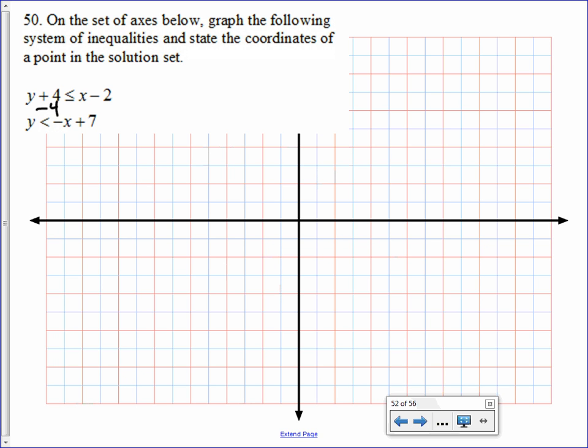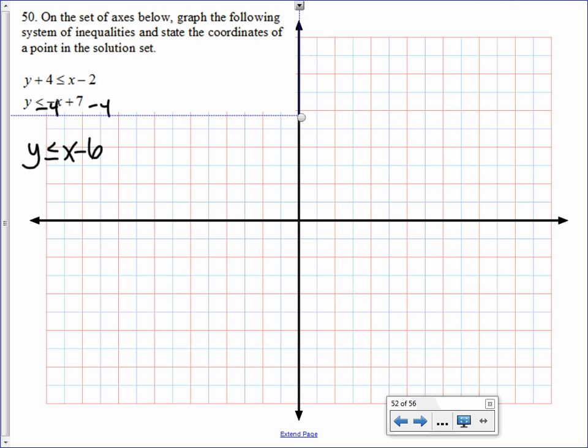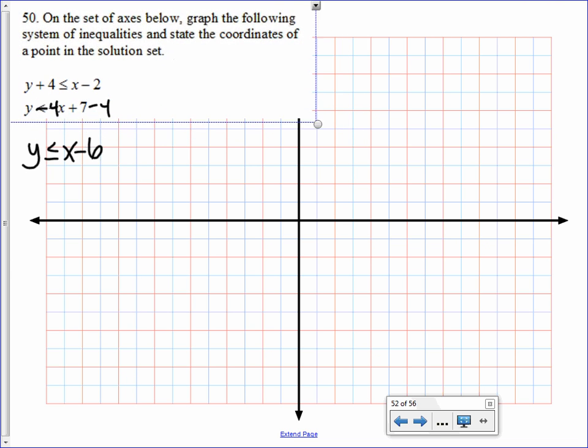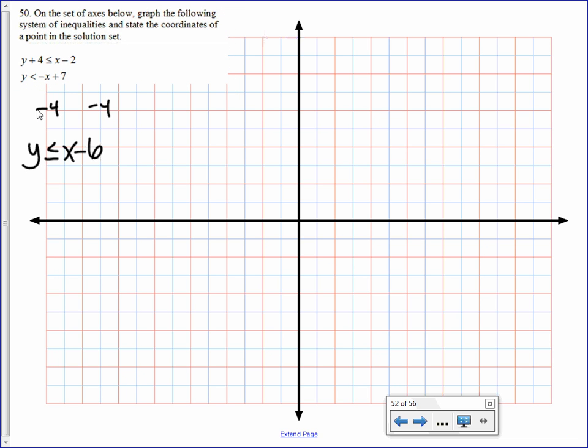Well, let's get y by itself. So that would be y is less than or equal to x minus 6. So I'm going to do the same thing I just did. Make this a little bit smaller. Let's start with this one, minus 6. Slope is 1. Once again, you get these points from the calculator.